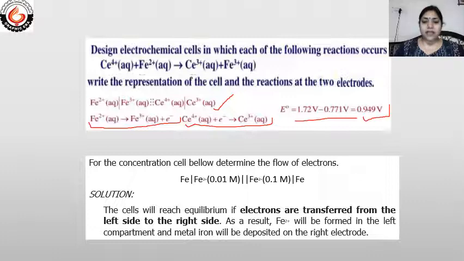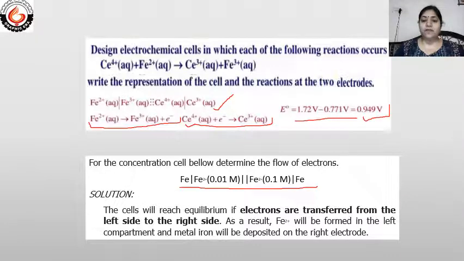The second example, for the concentration cell below, determine the flow of electrons. Here the concentration cell is given. In this case, Fe is on the left side and another Fe is on the right side, but the first side is having 0.01 molar concentration and the right side is having 0.1 molar concentration. So the only difference is the concentration.